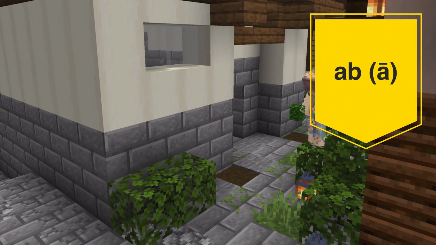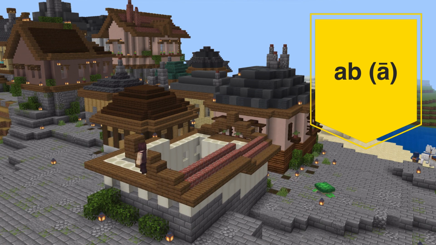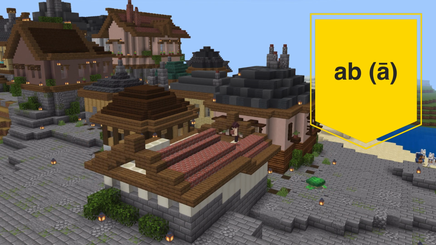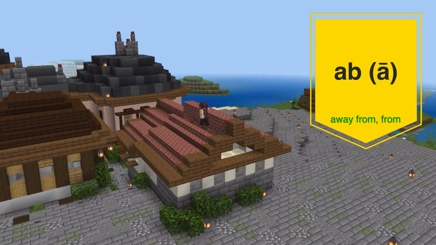Then we have ab or a. Again, ab is used when the next word starts with a vowel. A is used when the next word starts with a consonant. If you think of the word abscede, which means a sort of falling away, and that actually uses that cede stem, that means to fall, then that might help you remember away from or from.